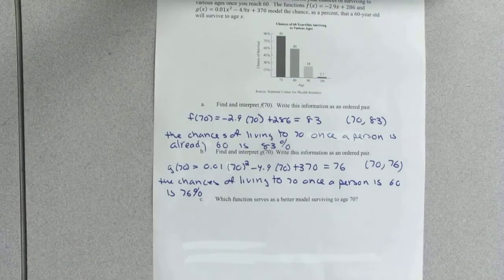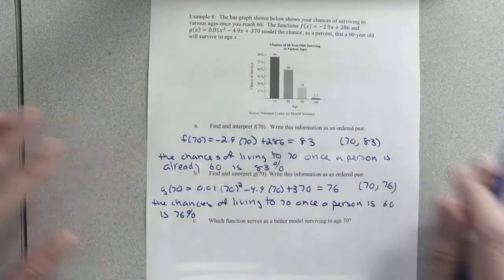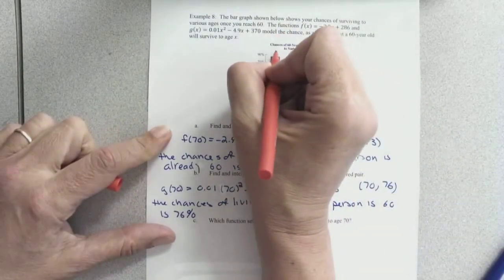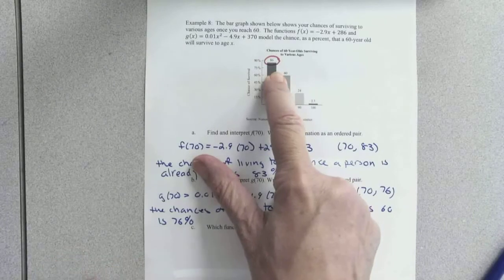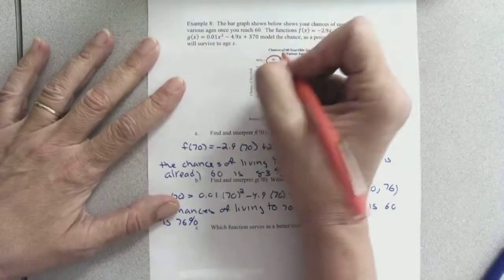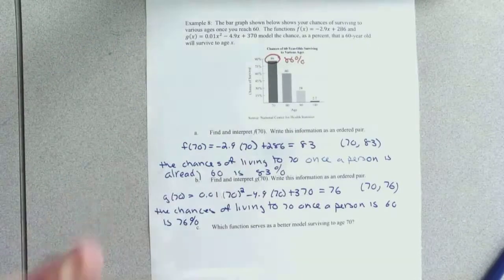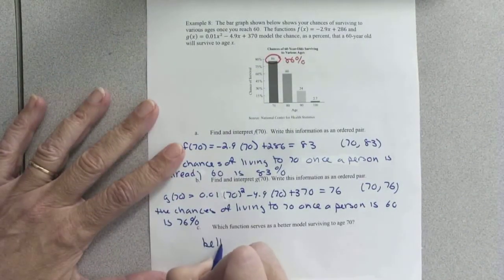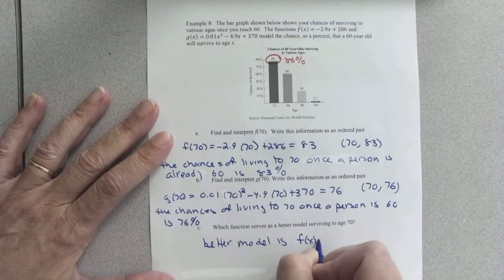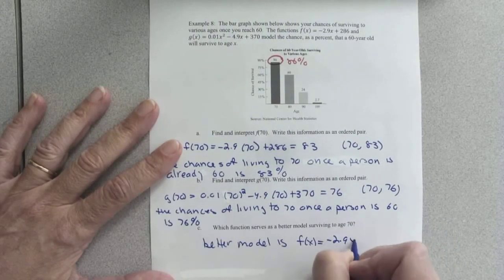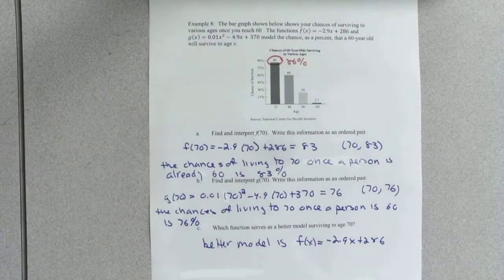Then it says which function serves as a better model of surviving to age 70. So we go up here and look at this, and according to the graph it's 86%. I could zoom in there and show it to you, but I'll just say that it says 86%. And so the better model is f of x equals negative 2.9x plus 286. It gave me an answer that was closer to the actual data.